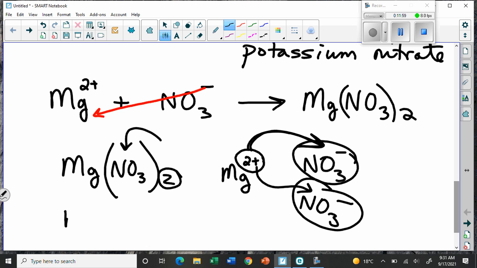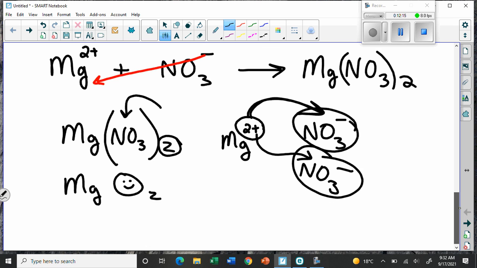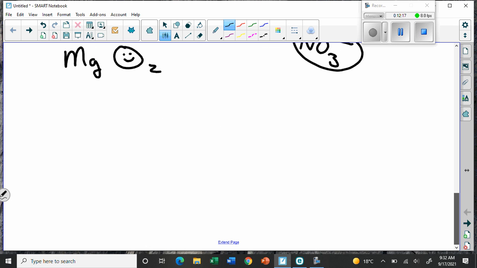We could imagine it like this. Whatever's in the brackets is just a happy face. And there's 2 of them. Right? They're just 2 big blobs. Okay, so let's do a couple of other examples of this nitrate and how it might work.